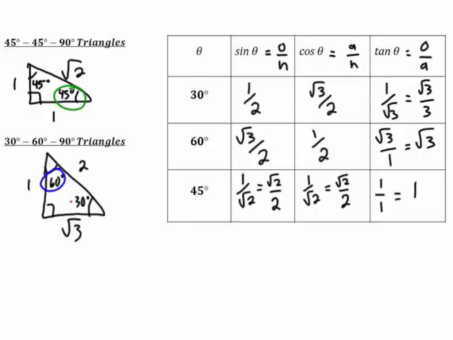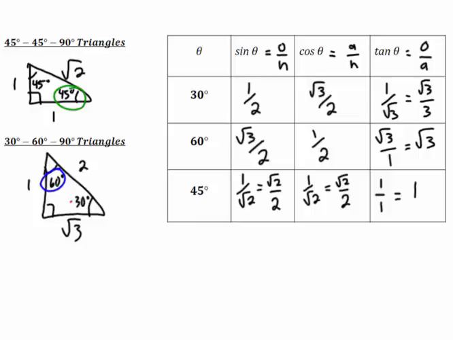Now we can use these special triangles and these special angles to find the exact value of any angle on the coordinate grid. And these are important that we know. We don't have to memorize them. If you know your special triangles, we can do this every single time.